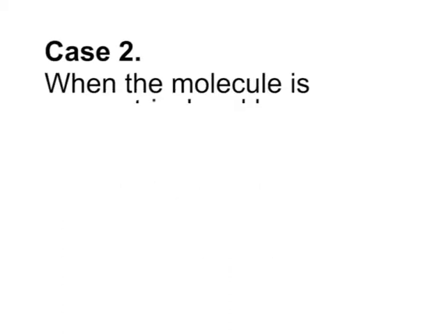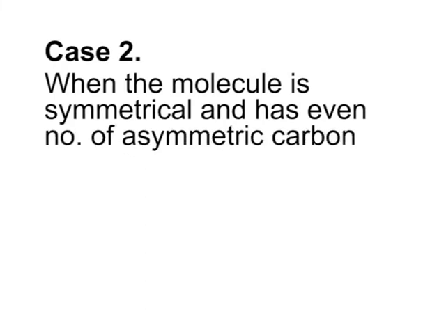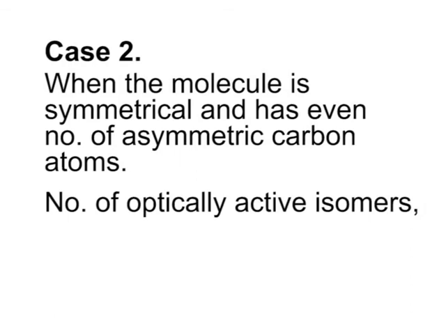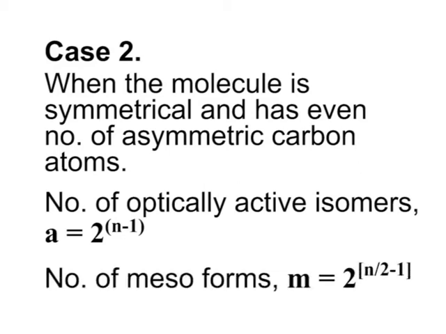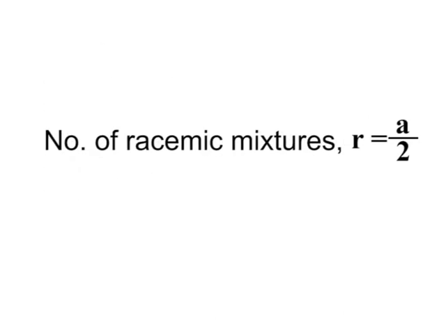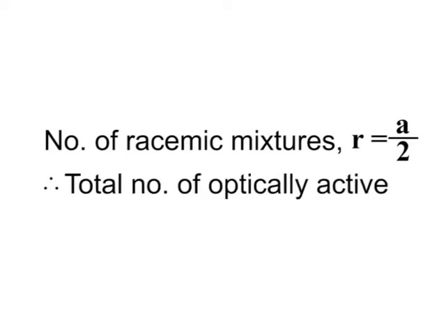Case 2. When the molecule is symmetrical and has an even number of asymmetric carbon atoms. Number of optically active isomers A is equal to 2 to the power n minus 1. Number of mesoforms M is equal to 2 to the power (n upon 2 minus 1). Number of racemic mixtures R is equal to A upon 2. Therefore, total number of optical isomers is equal to A plus M.